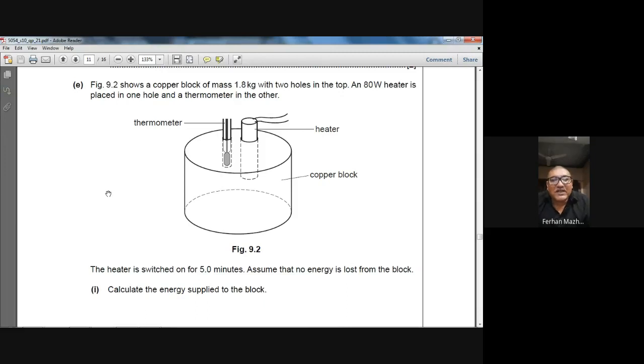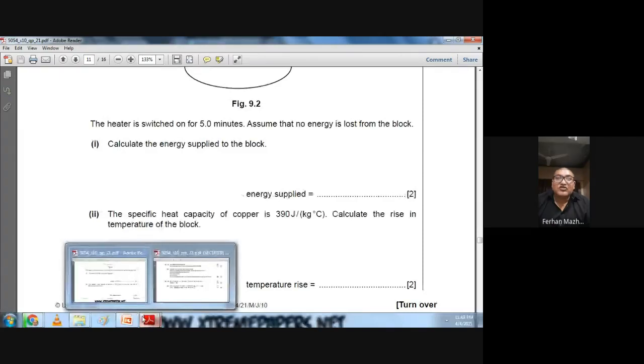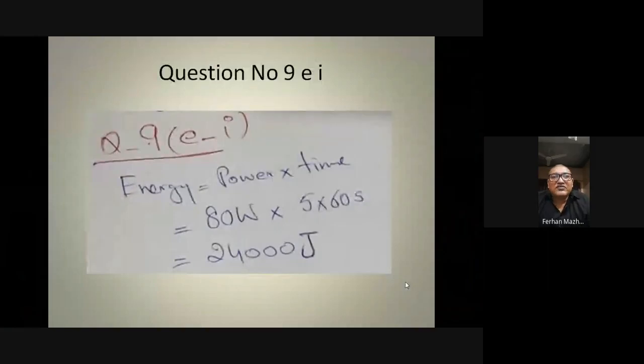If you know the power of the heater and you know the time, you can just multiply them and you will know how much energy is being supplied. So I've done this on paper. Let me show you my work. And here we go. The energy is equal to power multiplied by time, 80 watt multiplied by time. We will not take the time in minutes here, so I will multiply it by 60 to convert it to seconds. So it will be 80 watt multiplied by 5 into 60, and the final answer will be 24,000 joules. So the energy given out by the heater in 5 minutes is 24,000 joules.